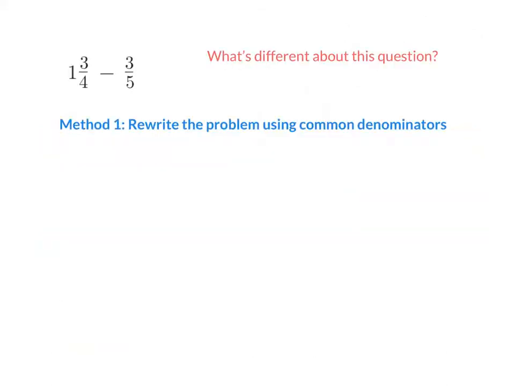So sometimes we might run into mixed numbers. When we run into mixed numbers, there's 2 different methods we could use, okay? And I want you to write this down. First copy the problem and then write method 1. Rewrite the problem using common denominators.